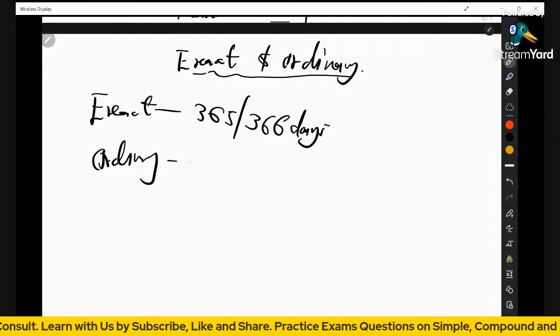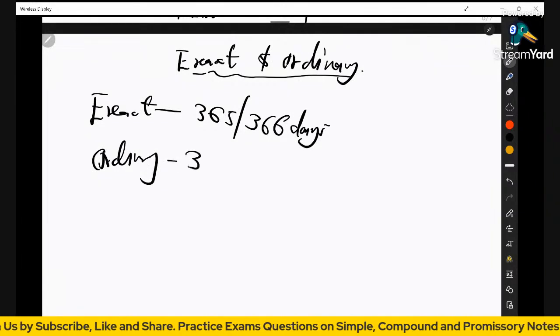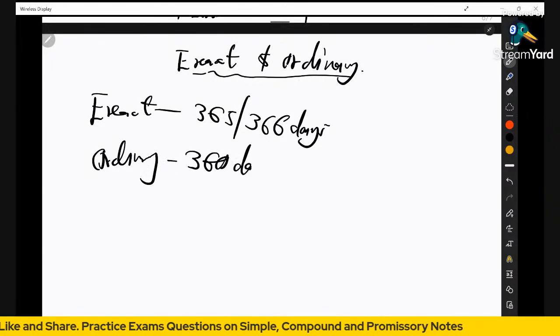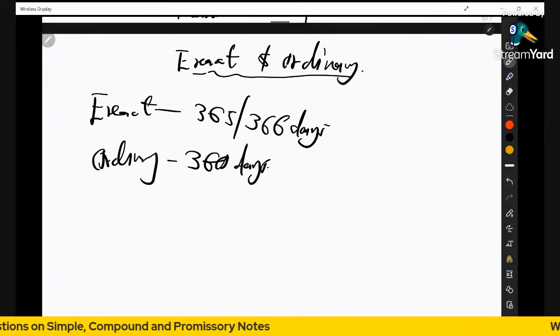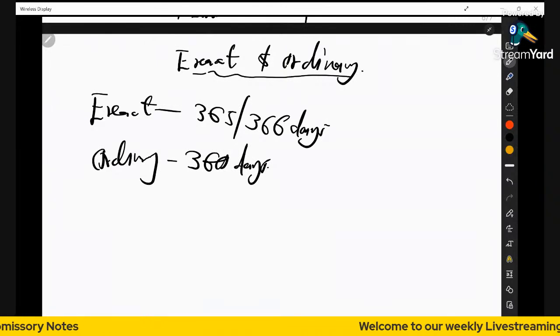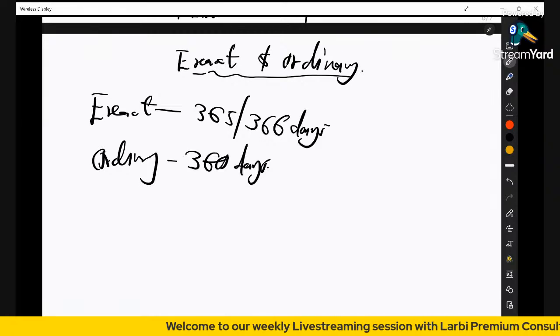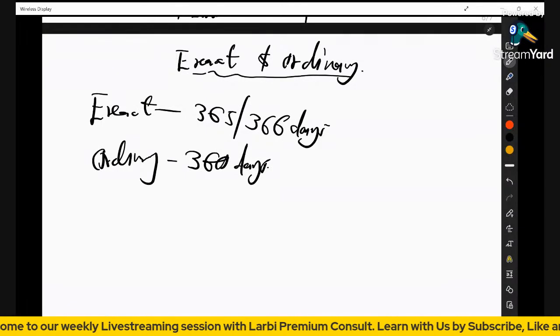But if it is ordinary, then it is the opposite. The ordinary method says that here, I assume that each month we have 360 days. And as such, in computation of simple interest, the time factor I'm going to consider in terms of days, the denominator should be 360 days. So that is the whole deal when it comes to the exact time and the ordinary way of computing based on the time duration.